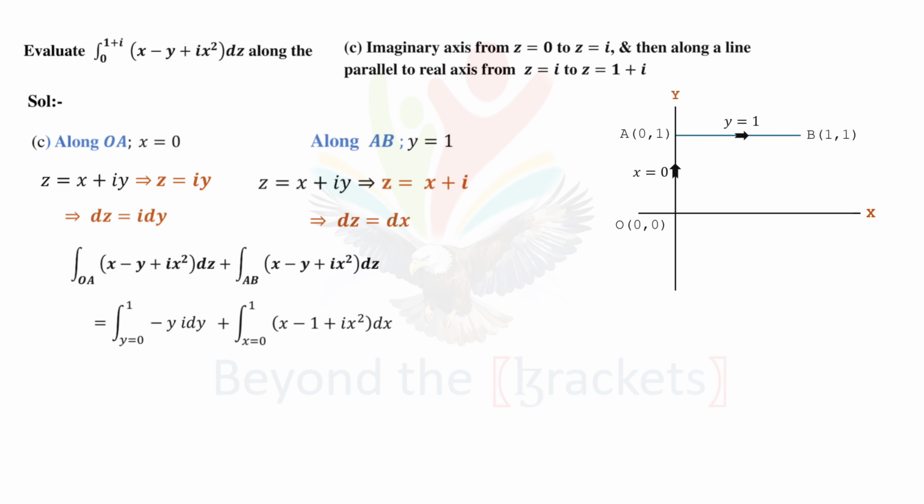Integrating the first integral with respect to y, i is constant, integration of y will be y squared by 2 plus integrating the second integral with respect to x, integration of x will be x squared by 2, 1 will be x plus i times integration of x squared will be x cubed by 3. Substituting upper limit minus lower limit and simplifying this further, we get minus 1 by 2 minus i by 6.